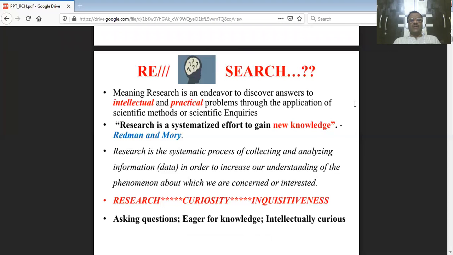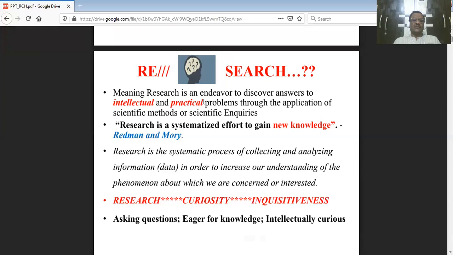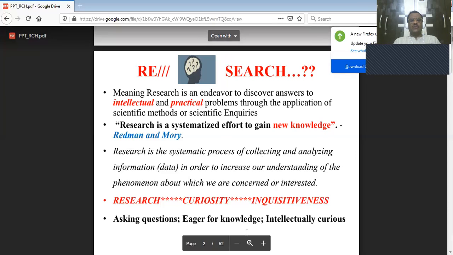Maybe the problems are intellectual in nature, maybe practical in nature, but there is a solution. There is no problem existing in the world without a solution. Problems are there because there are solutions. This is research. This should be the attitude of any researcher. And taking this to the pivotal center of our discussion, I can say that research is a systematized effort to gain new knowledge, and this is as per Redman and Mory.